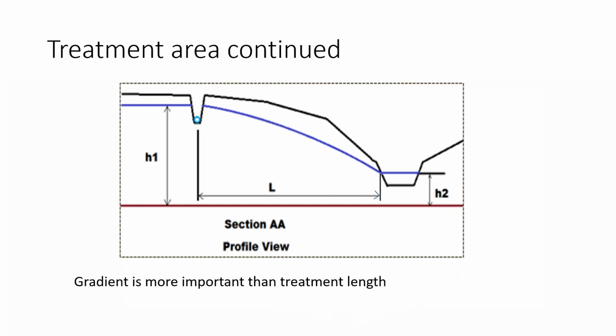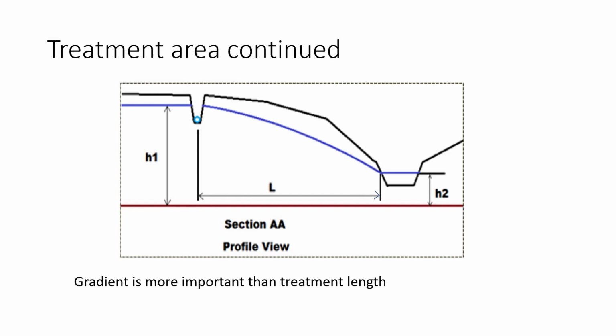So, treatment area continued here. That gradient is more important than treatment length or even treatment width. So we do want to see that good grade. The H1 and H2 that you see there. The H2 would be kind of that water line, the stream that you find when you take that stream profile. H1 is kind of the height of where you're going to have your distribution line, or the height that you're setting your stop logs at within your control structure. And that really creates the gradient to push water through your system.